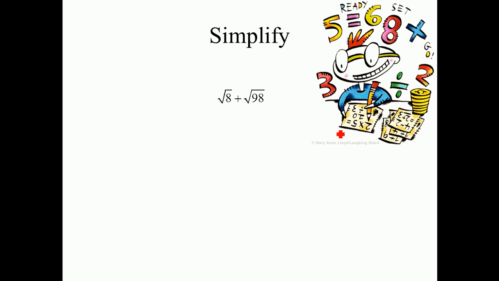So what I want to get to with that is, when you're simplifying something like this, look at this problem right here. It looks like this can't be added together. Why? Because they're not like terms. So what we do is we simplify first. And in order to simplify, make sure you factor out a perfect square.